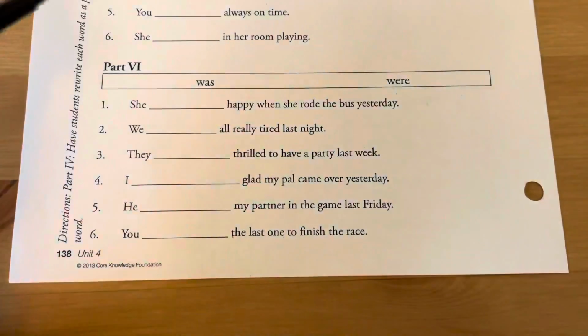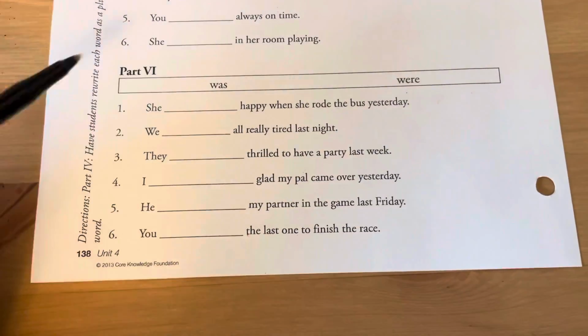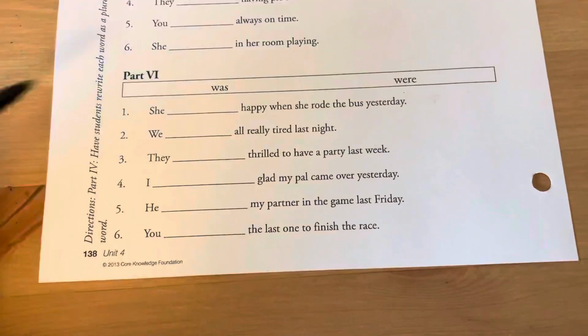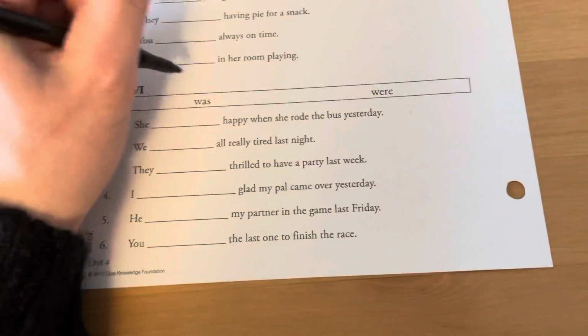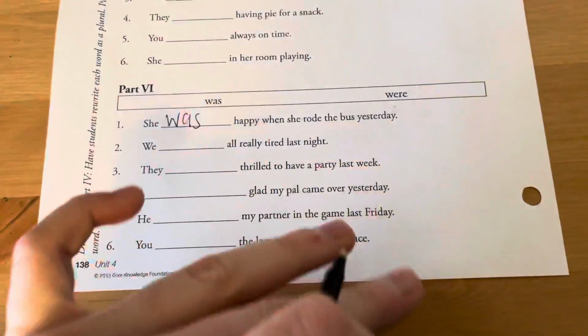Last, we have was and were. You're going to fill in the blanks. She was happy she rode the bus yesterday, or she were happy she rode the bus. She was happy. All right, you're going to go through the rest of those. So that's your homework tonight. Good luck, everybody.